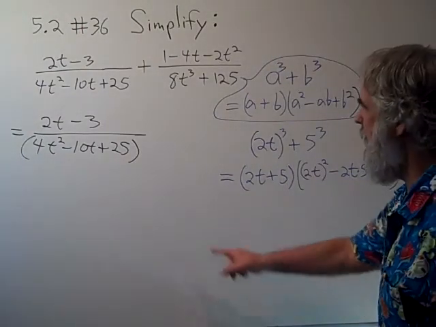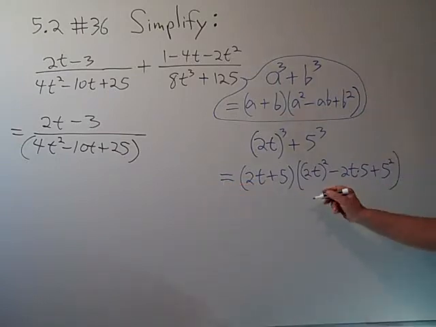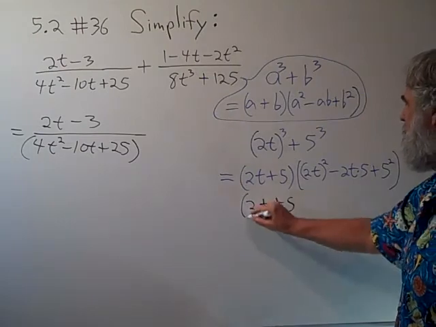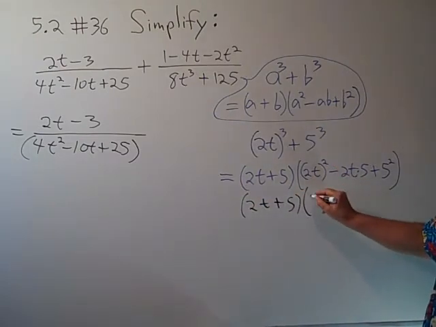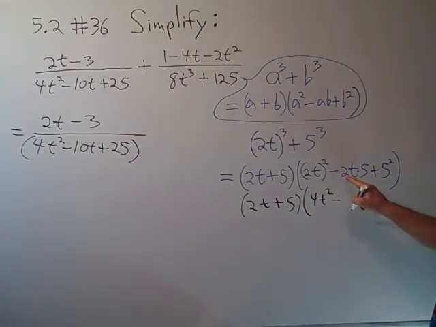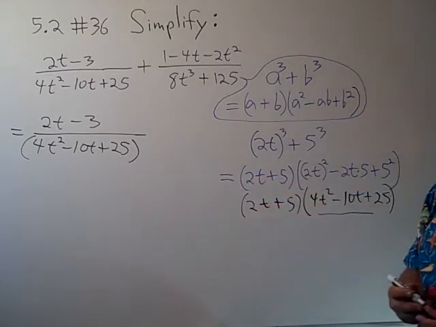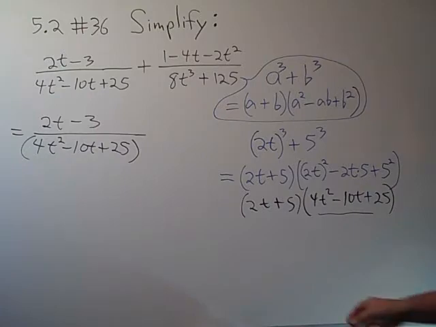But notice that that is exactly equal to this factor. We're going to have a 2t plus 5 in the second denominator times 4t squared minus 10t plus 25. So indeed, that's the same as the denominator of the first rational expression. So let's see what we've got here then.